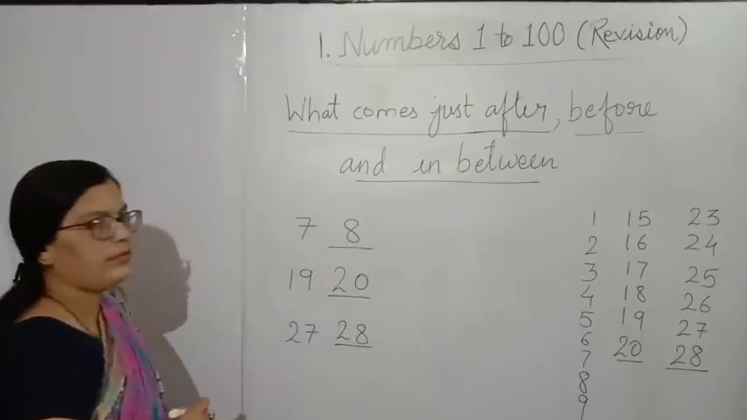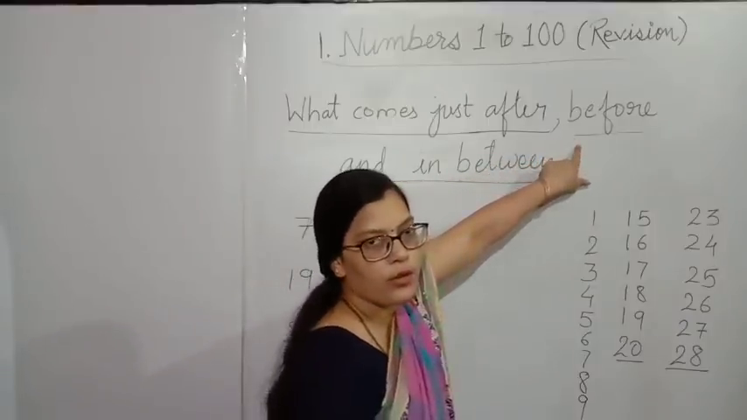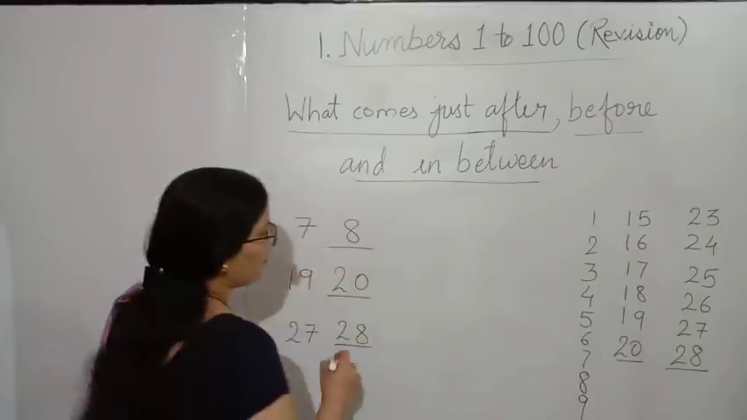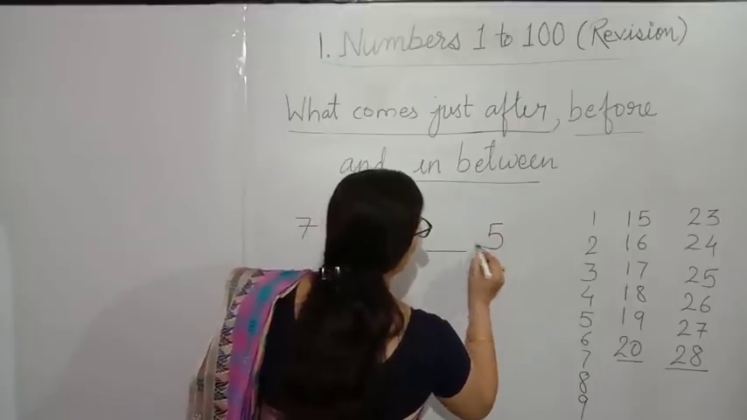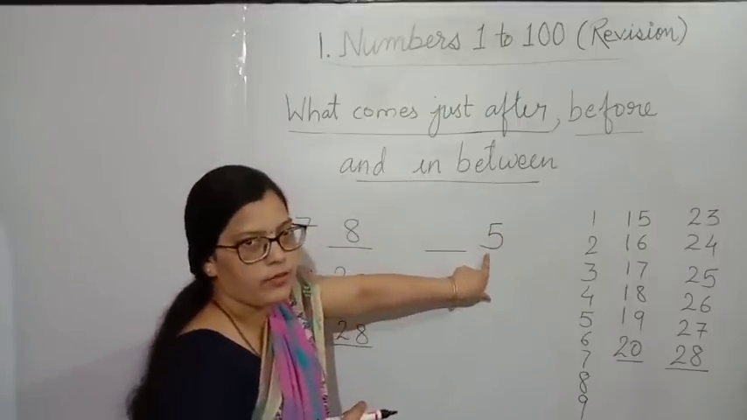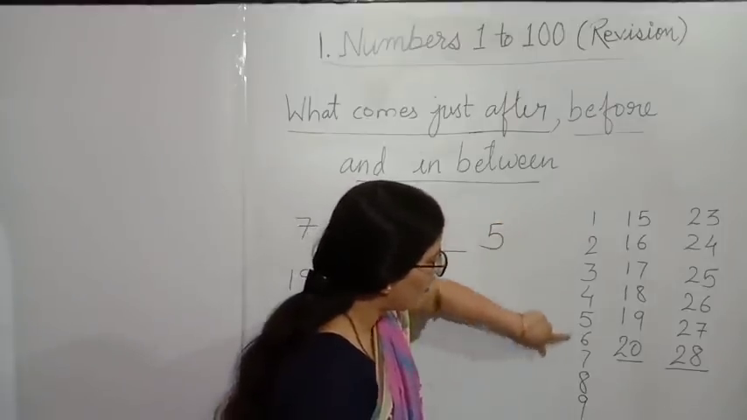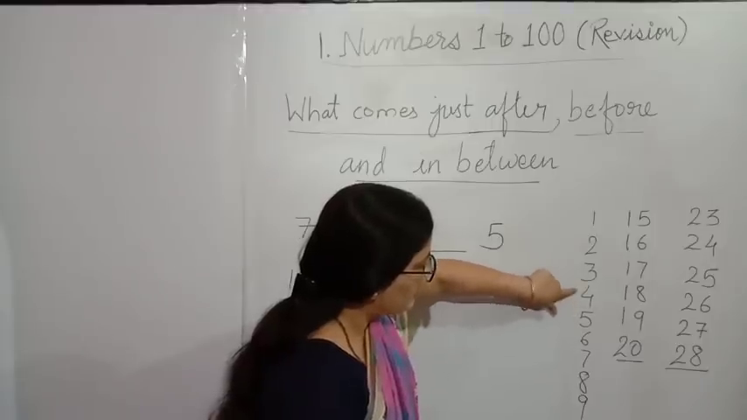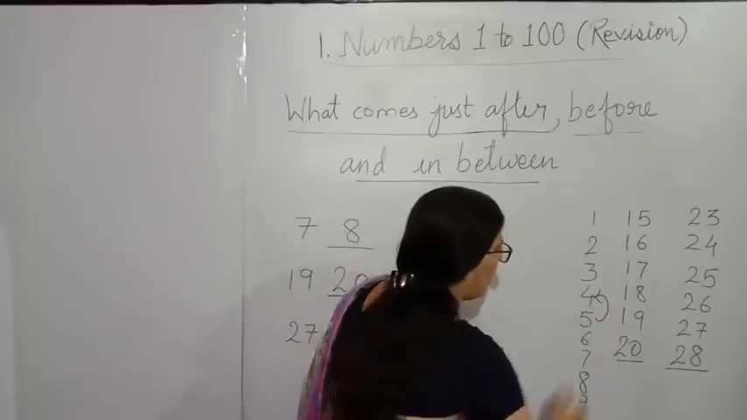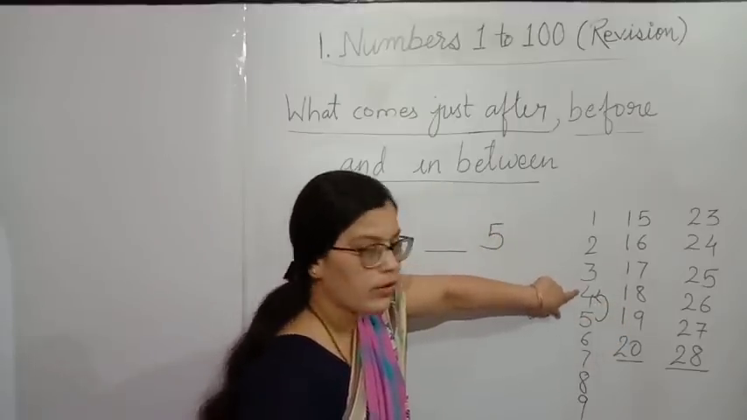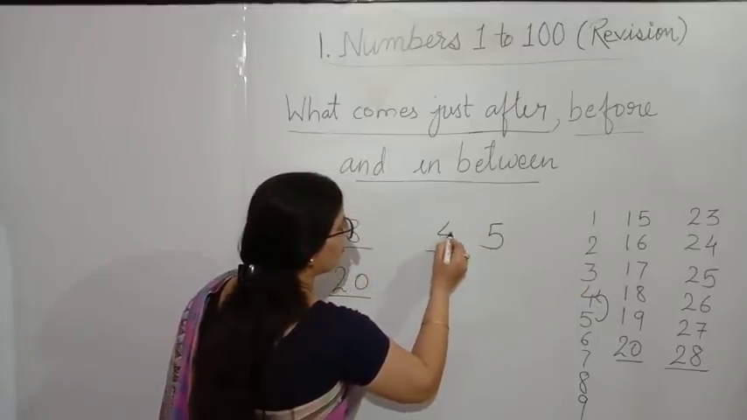So the number just after 27 is 28. Now how to find out the number just before? Suppose you have to write the number which comes just before 5. What comes just before 5? Let's count; the number just back to 5 is here. Which is the number before 5? It is 4. So the number which comes before 5 is 4.